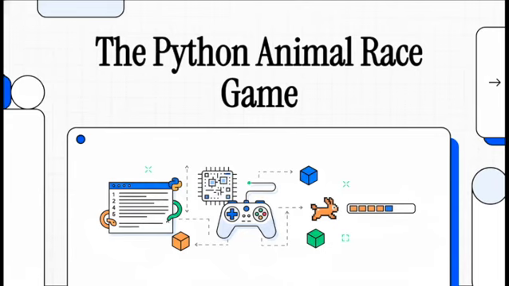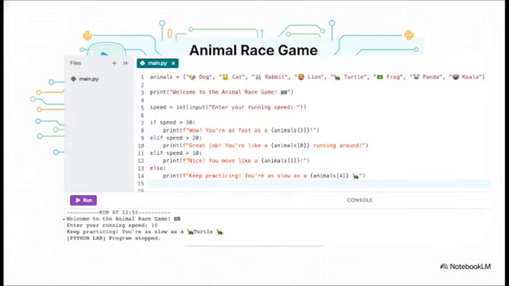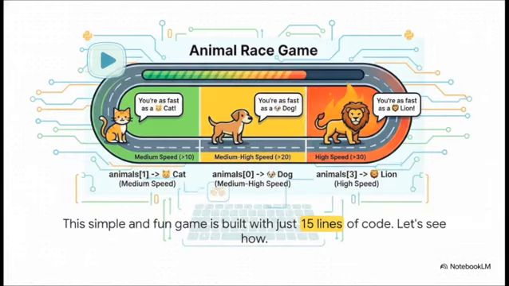Have you ever looked at a simple computer game and just wondered, how does that actually work? Well, today we're going to do just that. We're going to pull back the curtain and break down this fun little Python animal race, line by simple line. So this is the game. It's super simple. You enter how fast you can run, and the game tells you which animal you are. But here's the crazy part. This whole thing, everything you see, is built with just 15 lines of code. So let's dive in and see exactly how it's done.